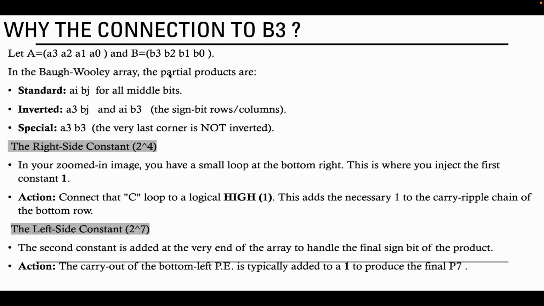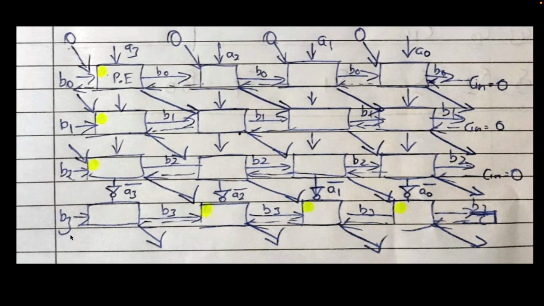See, in the Baugh array, the partial products are AI BJ for all middle bits, and inverted bits will be A3 BJ or AI B3. Special condition is A3 B3. This one, what we are talking about, A3 B3.